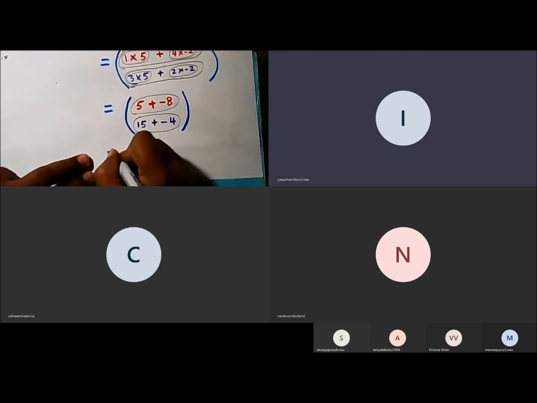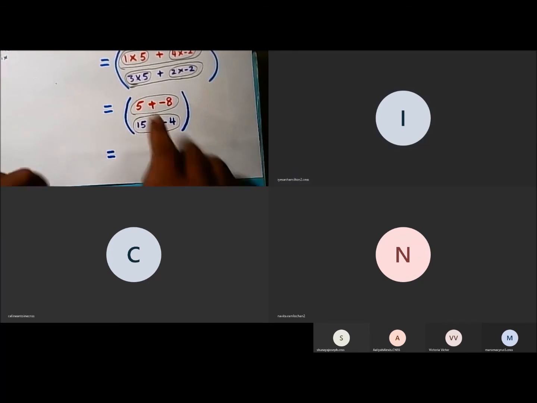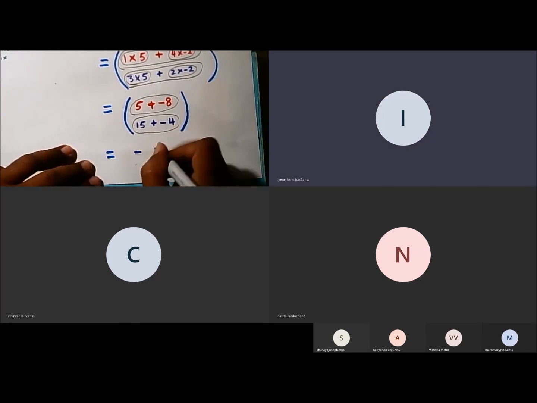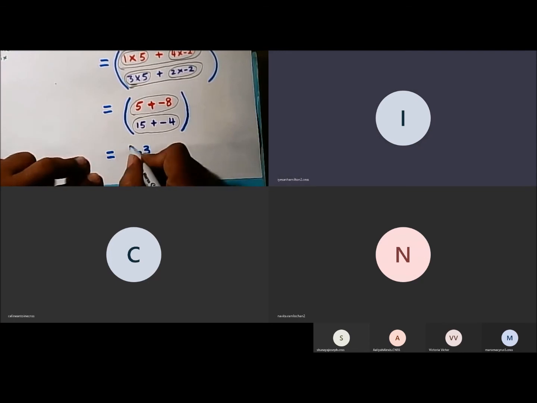Now we go back, continue again. What is 5 add minus 8? That'll turn out to be 5 take away 8. Go up 5, go down 8. You will end up at minus 3. That's your first number. That's your number on top.